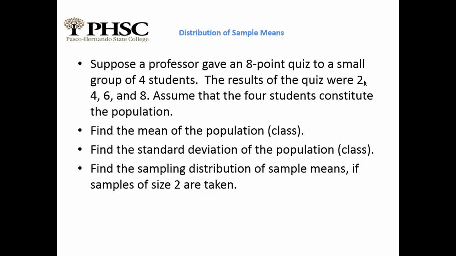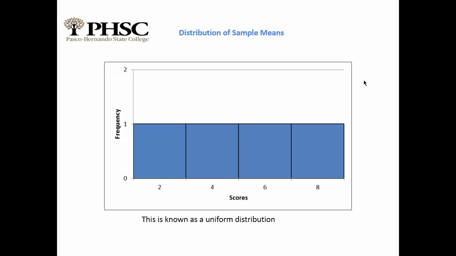Remember, there were 4 students, so we have 4 scores, and that's the entire population. Here we know that we got scores of 2, 4, 6, and 8. And this is what we call a uniform distribution, because you see that the frequency for each one is the same. From this data set, we're actually going to get something that looks like it's normally distributed.